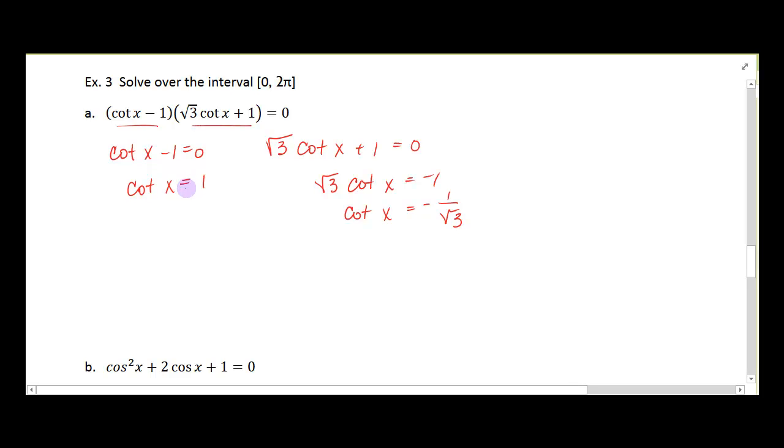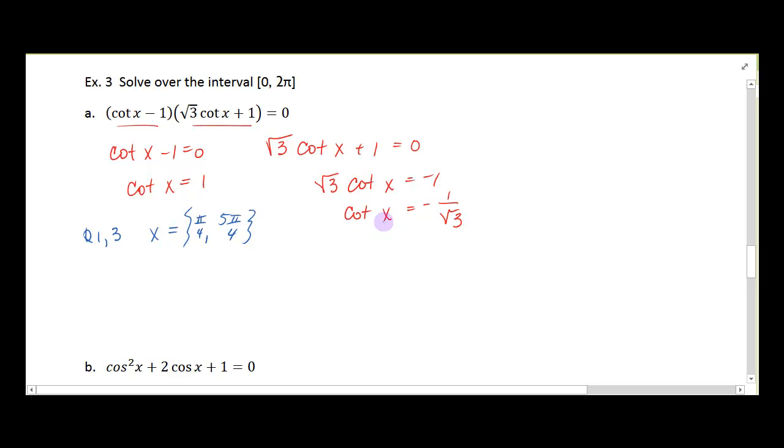Working on this first one, cotangent of some angle gives me a +1. For that to happen, I know that I have to be in quadrants 1 and 3, and to get a +1, that occurs when we are talking about the angles pi over 4 and 5 pi over 4. So those are the solutions to this part of the equation.